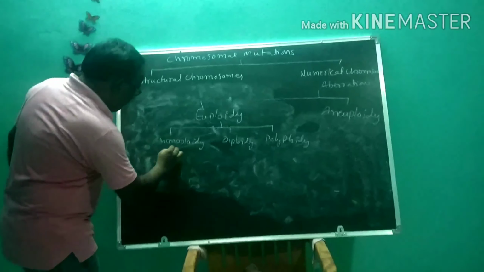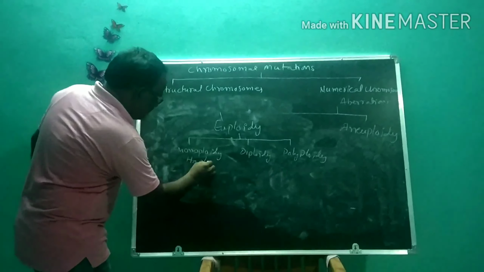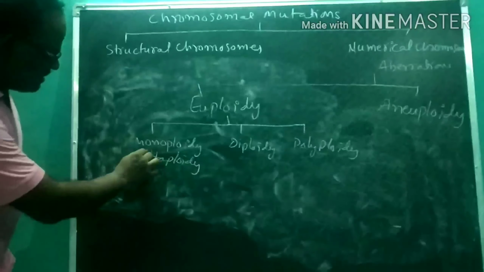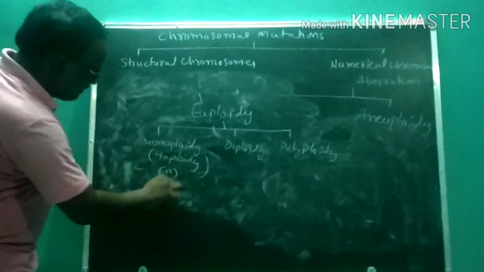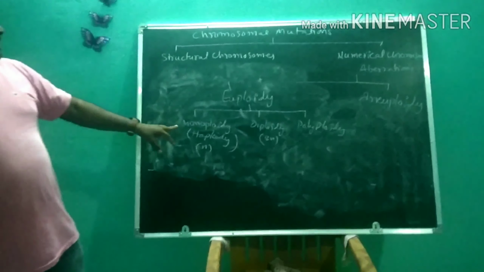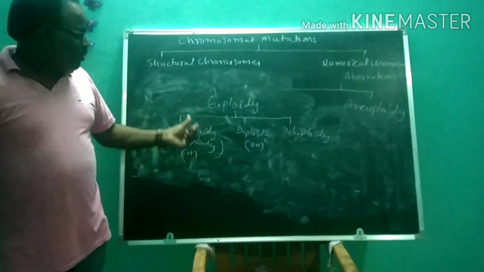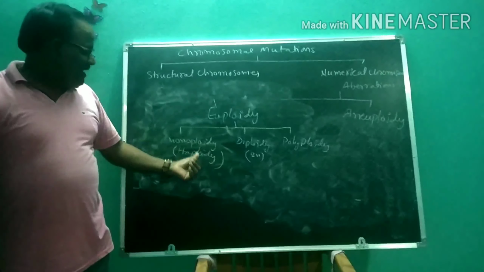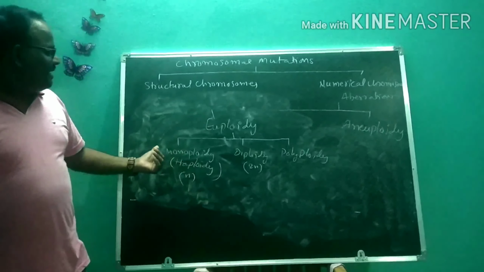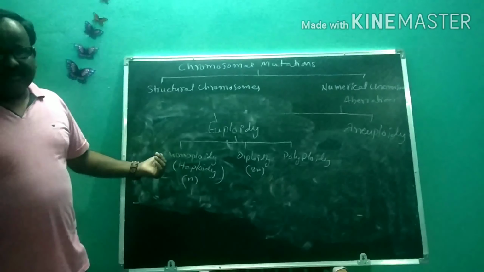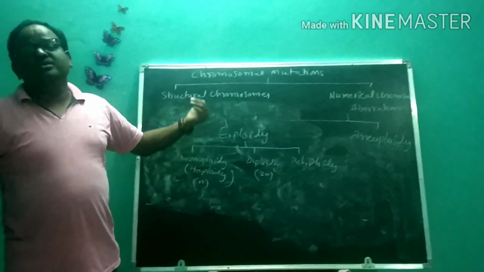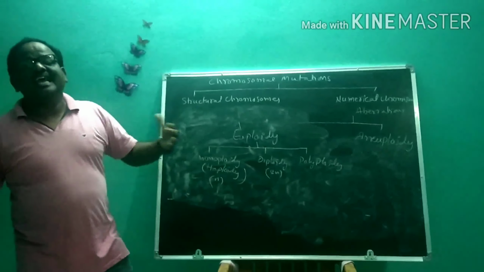Monoploidy: mono means single. It is also called haploidy, indicated by small n, while diploidy indicates 2n. Monoploidy is a condition, and a monoploid is an organism with a single set of chromosomes. For example, barley has a set of 7 chromosomes and maize a set of 10. But monoploidy is very rare in animals.